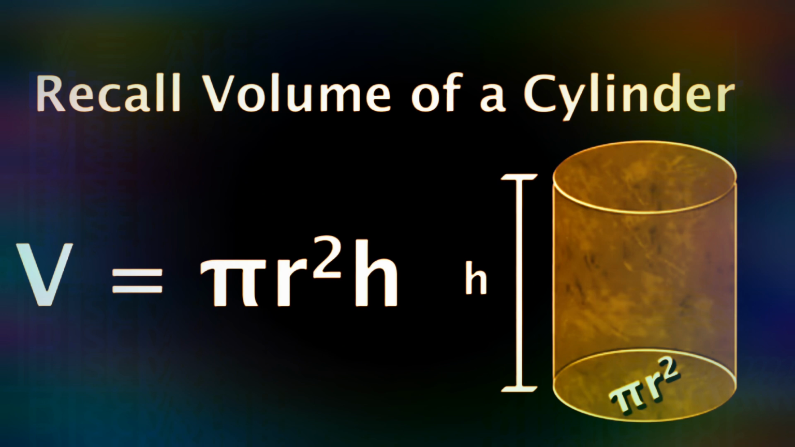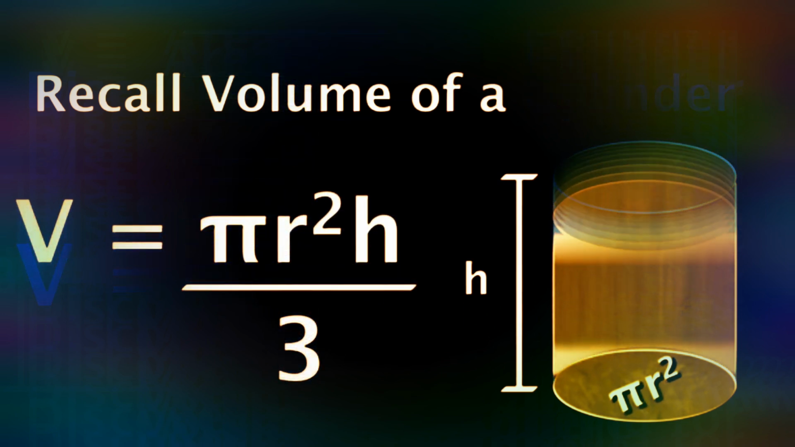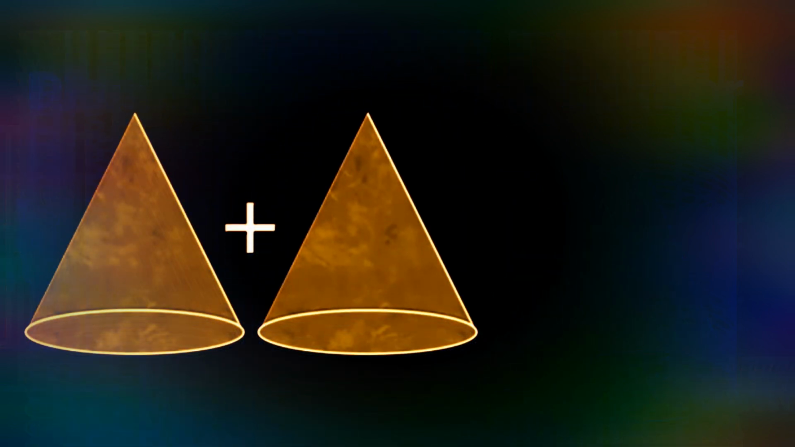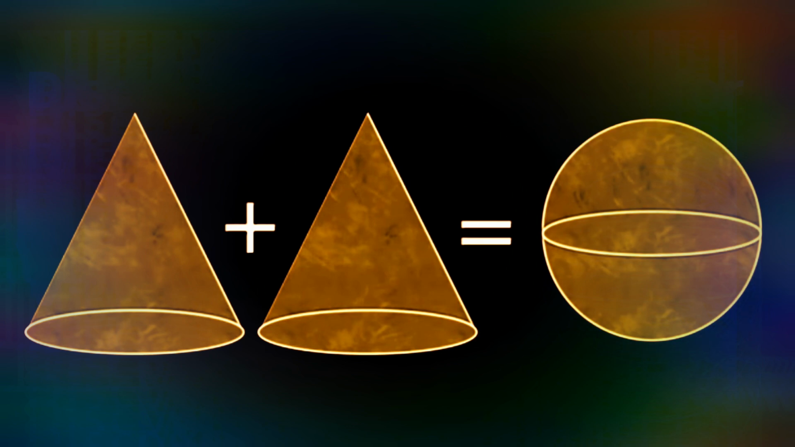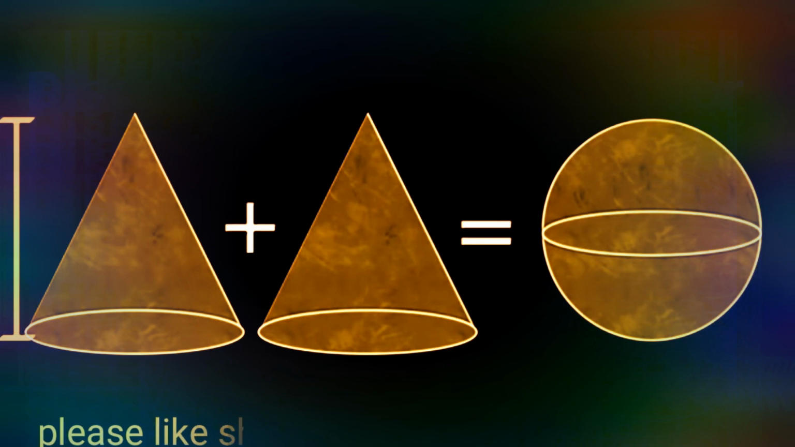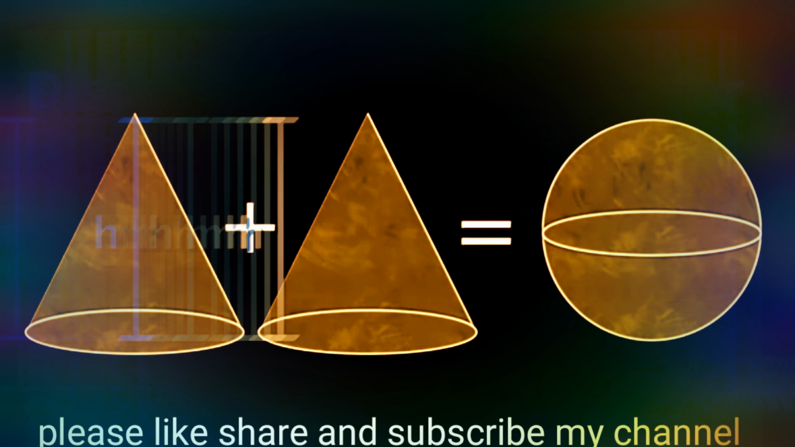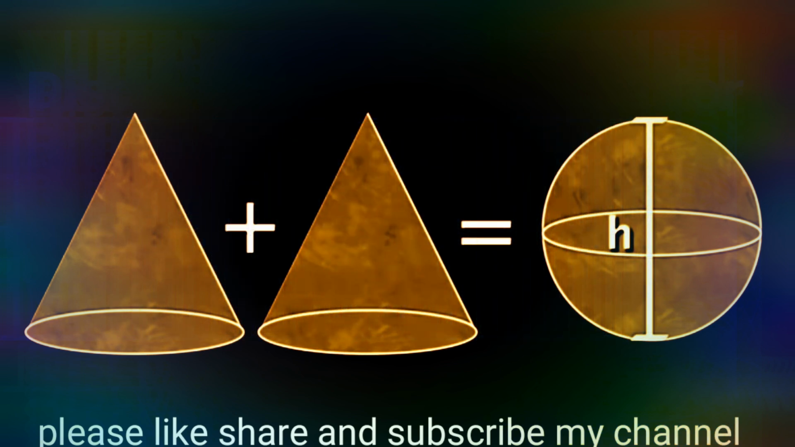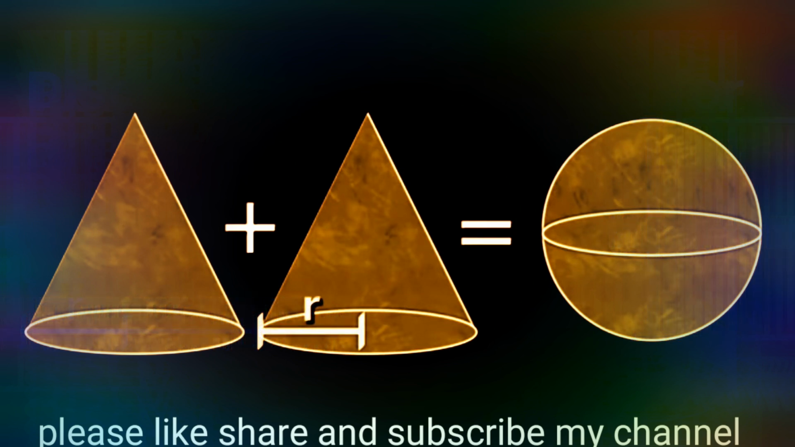And when a cone is formed from the cylinder of the same height and same base, then the volume of the cone becomes 1/3 of the volume of the cylinder. It means when a cone of the same radius and same height is equal to the radius of the sphere, then the volume of two cones equals the volume of a sphere.